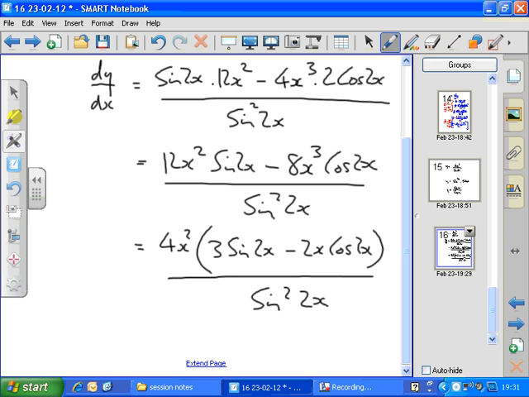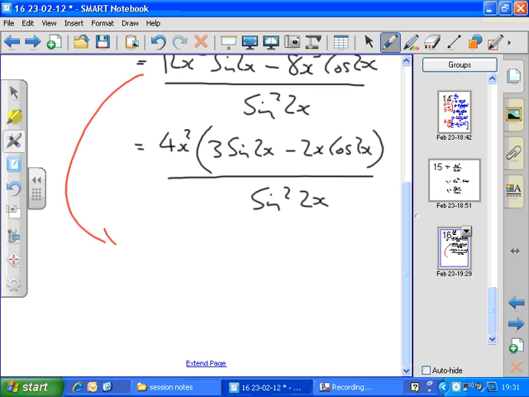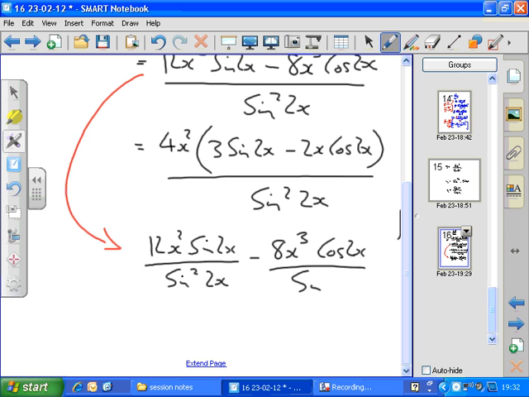There are other ways I can go with this using trigonometric relationships and splitting the fraction. So, as an extension activity, if anybody cares to have a go at it, I'm just going to start it off. In this step here, I could rewrite this as 12x squared sine 2x over sine squared 2x minus 8x cubed cos 2x over sine squared 2x. And then I could use some trigonometric identities, which is a chapter in a textbook I've been discussing with one or two people. You could play around with that. Then you can do a bit of cancelling. Sine top and bottom, cos over sine, that's an identity. So you could write it in another form.